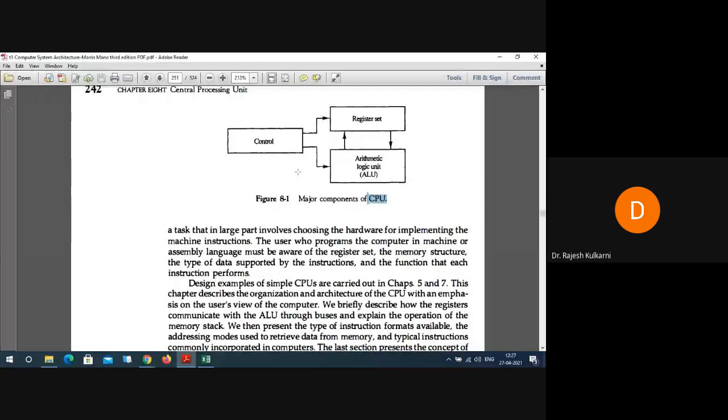Initial 3-4 minutes we'll spend on what we discussed yesterday or till now.